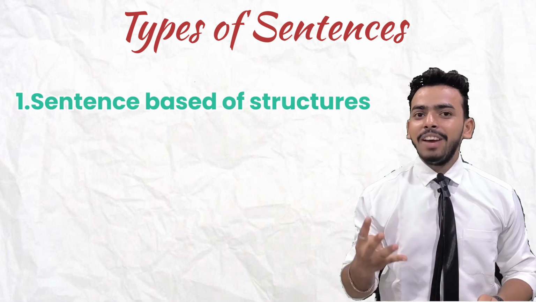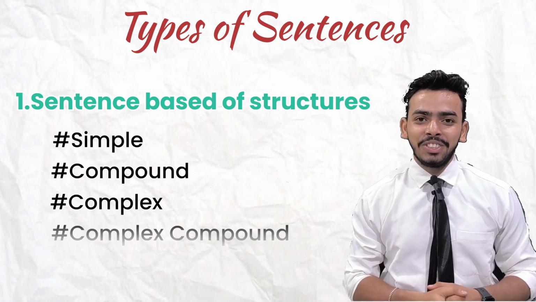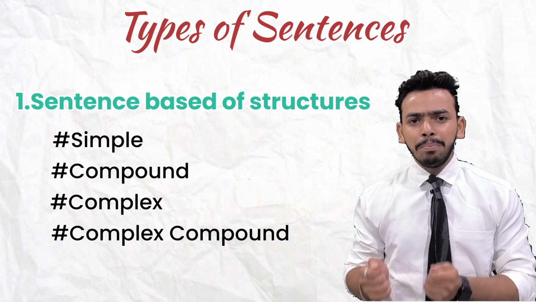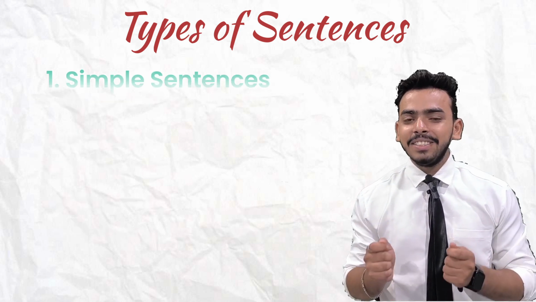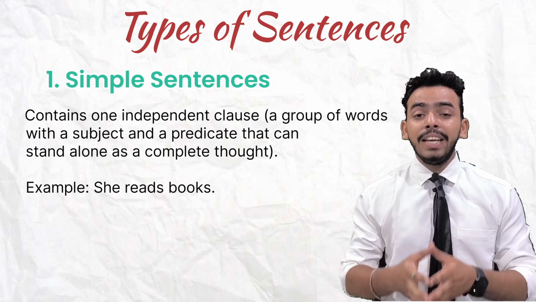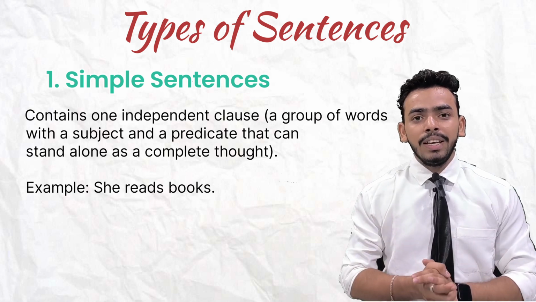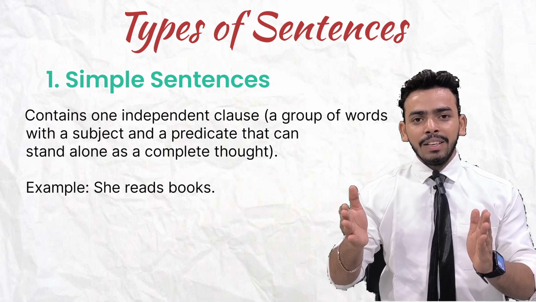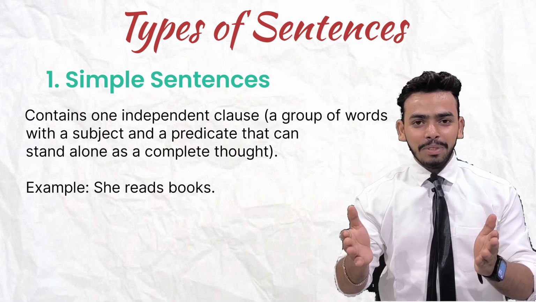Based on structure, we have four different types of sentence structures: simple, compound, complex, and compound complex. Let's understand simple sentences. A simple sentence is a sentence that has an independent clause. That means a subject and a predicate. Let's understand it with an example.